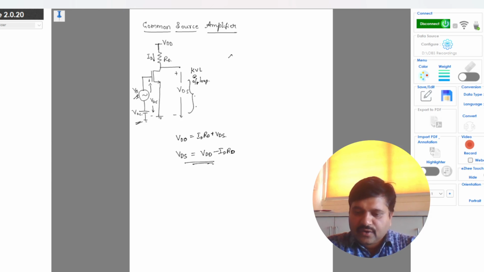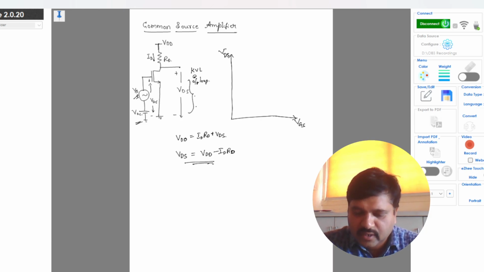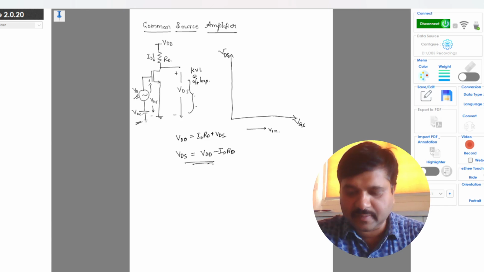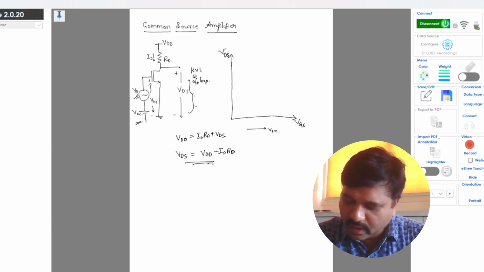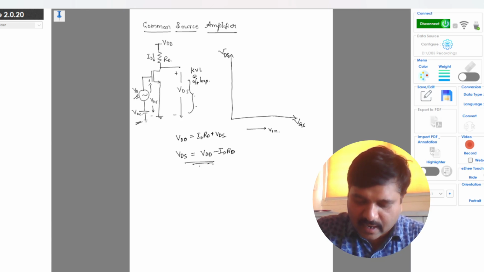Again, if we plot the input output characteristics, which is VDS versus VGS, that is input voltage versus output voltage. Initially, when the input, which is VGS, is 0, what happens to the transistor? The transistor will be off, up until the input voltage is equal to the threshold voltage.